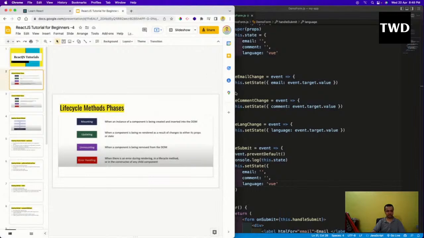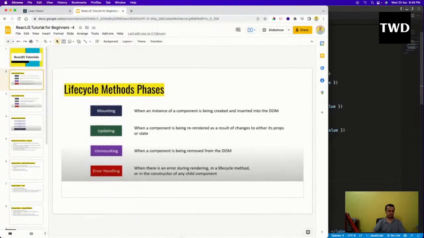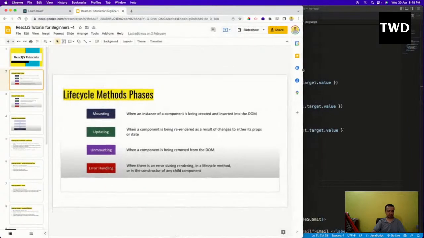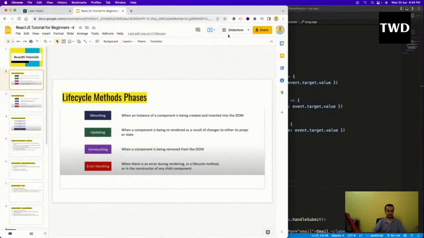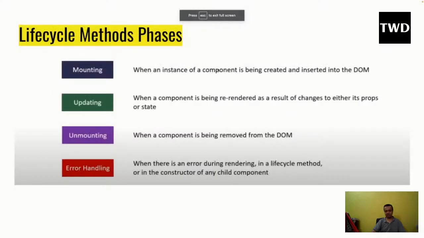I don't want to go full screen, or maybe I will. Okay, so lifecycle method phases are there. Certain phases are there. When an instance of a component is created and inserted into the DOM, it is known as the mounting phase. Mounting phase is very much important. Then there is the updating phase, when a component is re-rendered as a result of a change of either its props or state. These two phases are very important.